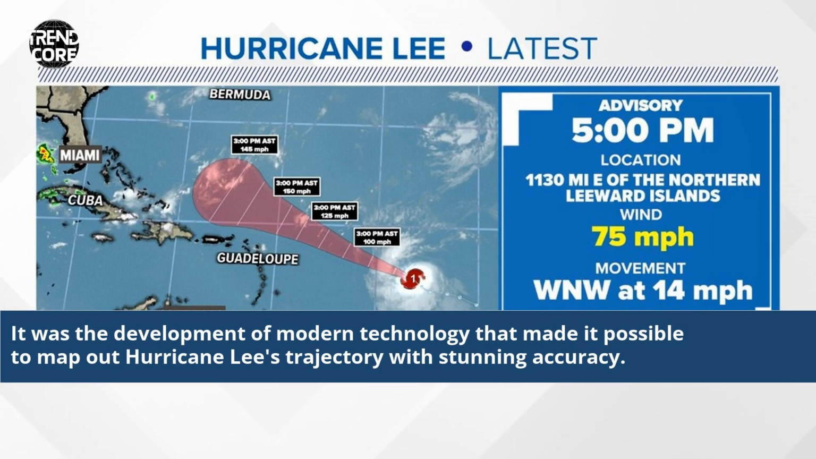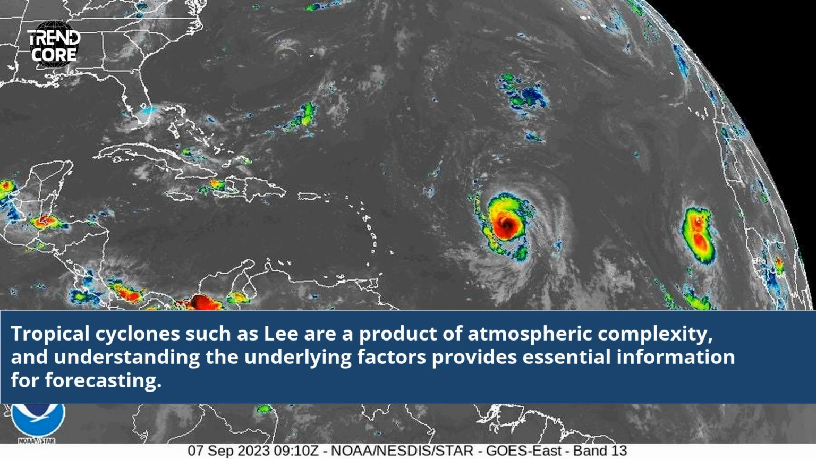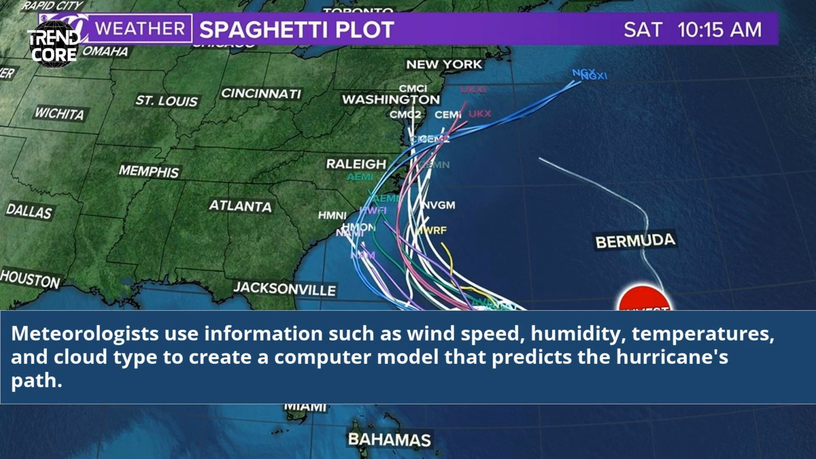It was the development of modern technology that made it possible to map out Hurricane Lee's trajectory with stunning accuracy. Tropical cyclones such as Lee are a product of atmospheric complexity, and understanding the underlying factors provides essential information for forecasting. Meteorologists use information such as wind speed, humidity, temperatures, and cloud type to create a computer model that predicts the hurricane's path.